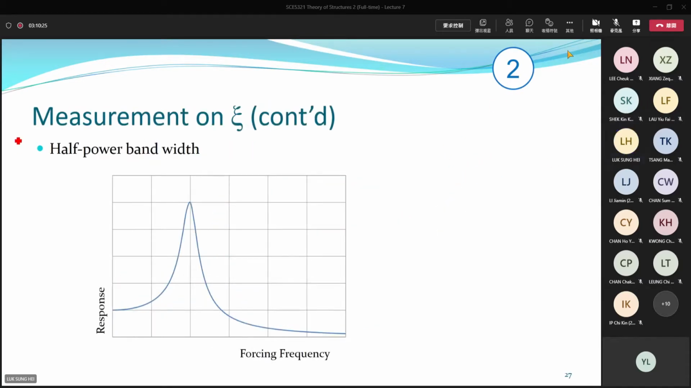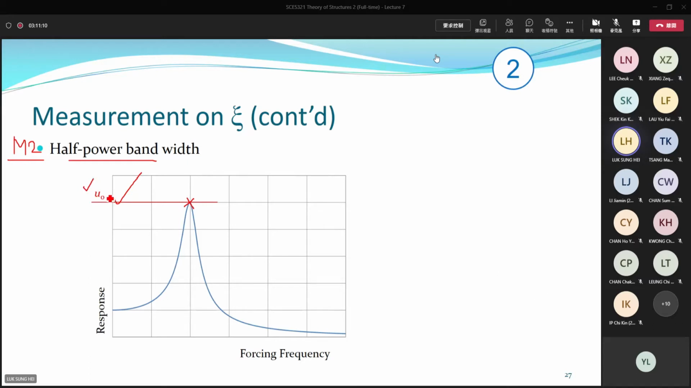The other method, method 2, is what we call the half power bandwidth method. For method 2, we also need this frequency response plot. Suppose you have conducted the lab to get this frequency response plot. The half power bandwidth method relies on only 1 point at resonance, the peak number at resonance.